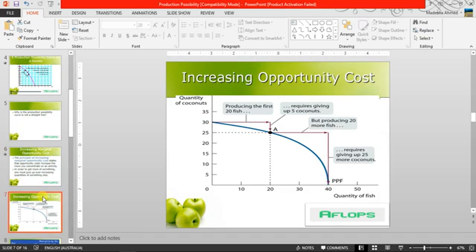Here we are taking an example of an economy that produces coconuts and fish only. As we can see, when the economy is producing 30 coconuts, it's producing 0 units of fish. It's quite evident from the graph that when you are producing 30 units of coconut, you are producing 0 units of fish. When you move on to producing the first 20 units of fish, you are producing 25 units of coconut. This means that you are required to forego 5 units of coconut.